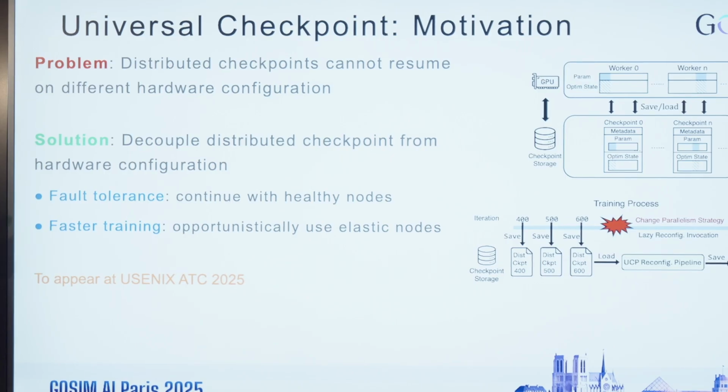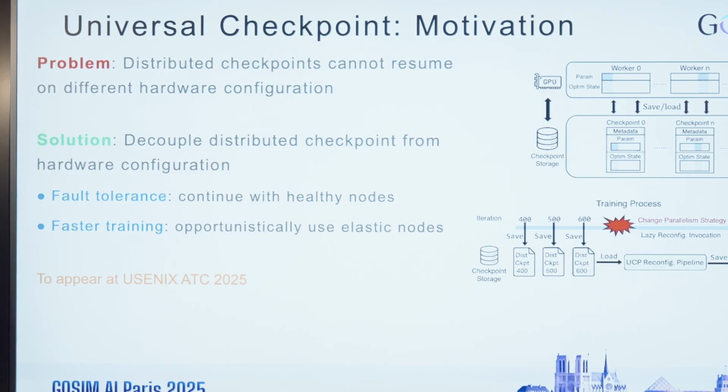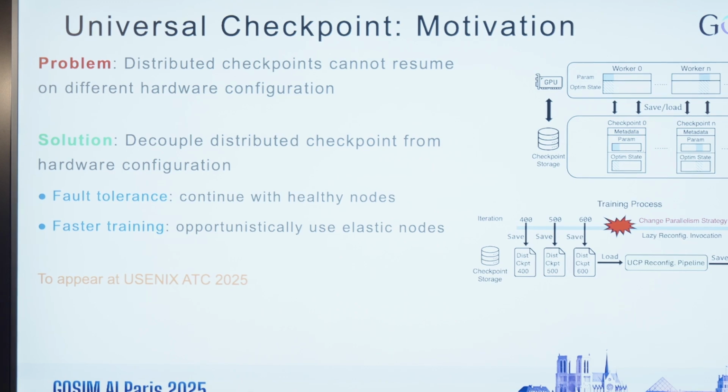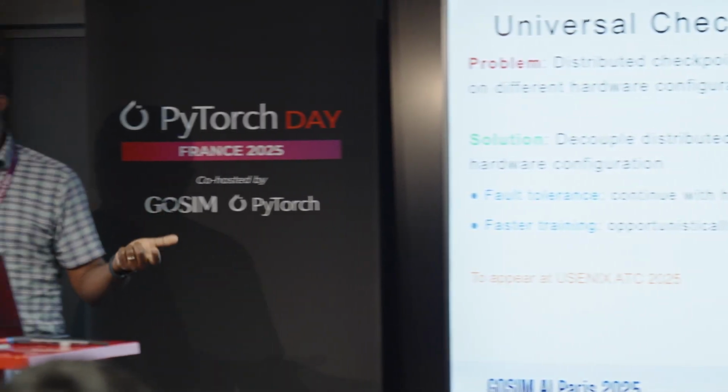And so the solution here is that we decouple those 2 things: your checkpoint and your hardware parallelism, or even your parallelism strategies like tensor parallel or pipeline parallel. And that brings some practical benefits. One is fault tolerance. If you have a failure, you can continue training with the healthy nodes. You don't have to wait until you get a replacement node. You can continue training, and so that's really great.